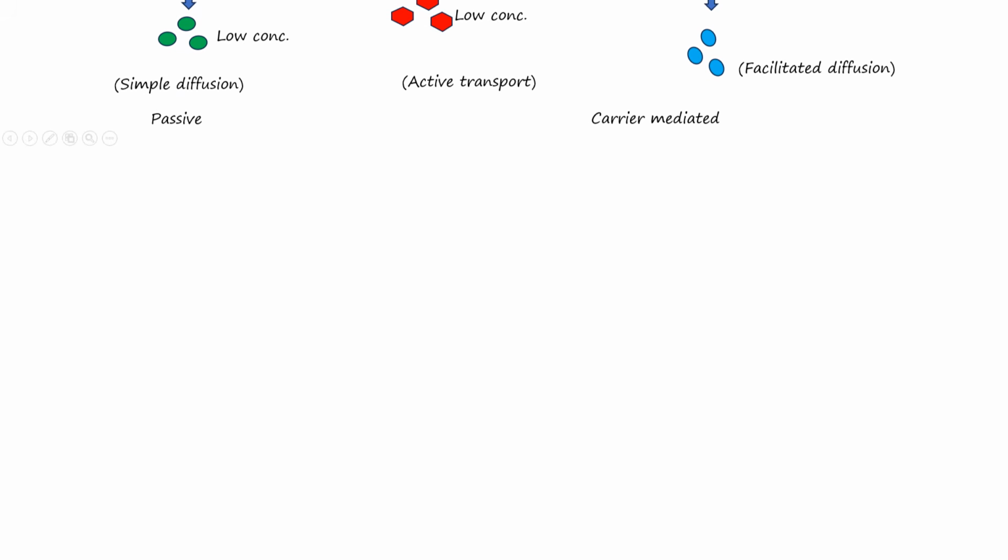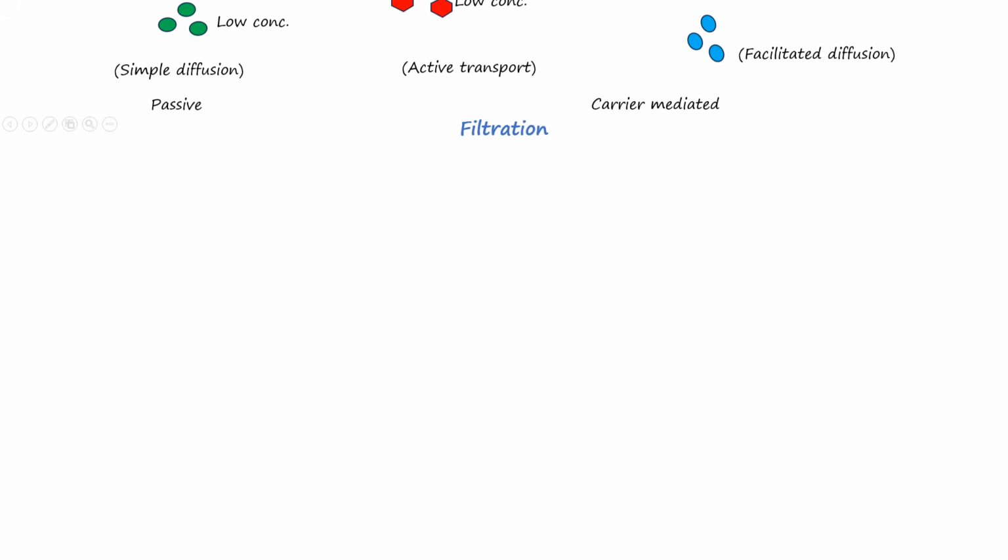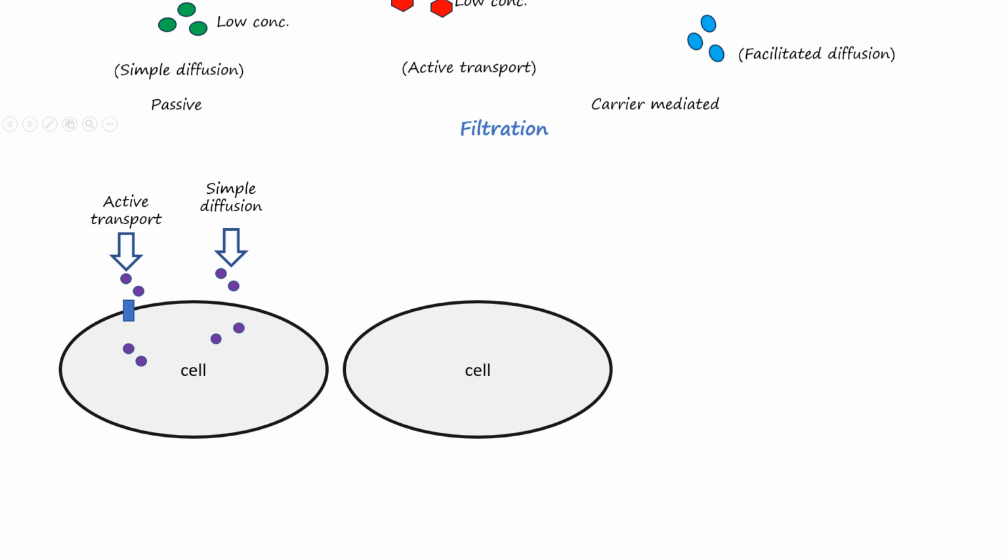Lastly, filtration is the movement of drugs through small pores or spaces between the cells known as paracellular spaces. This typically happens in capillaries where a pressure gradient pushes small molecules through. Only small water-soluble drugs can pass through these pores as they are too tiny for larger molecules. The kidneys rely on filtration to remove drugs from the blood during excretion.